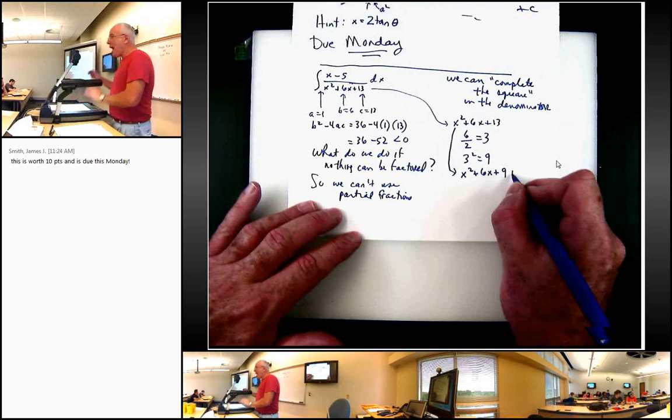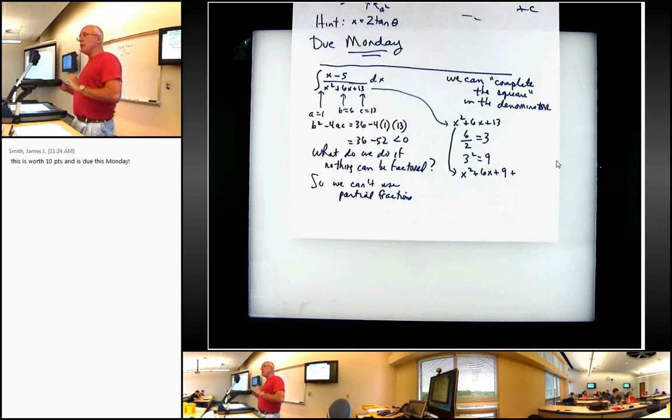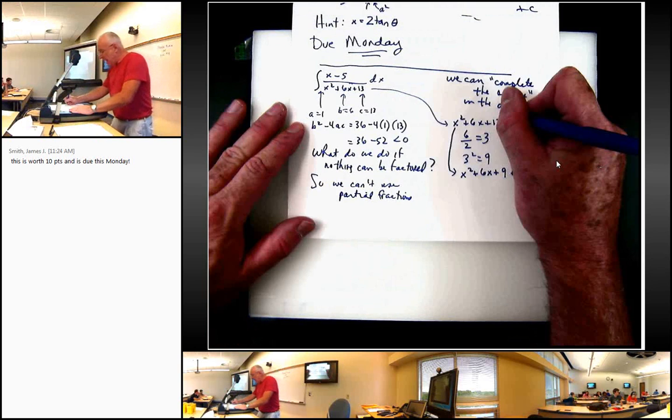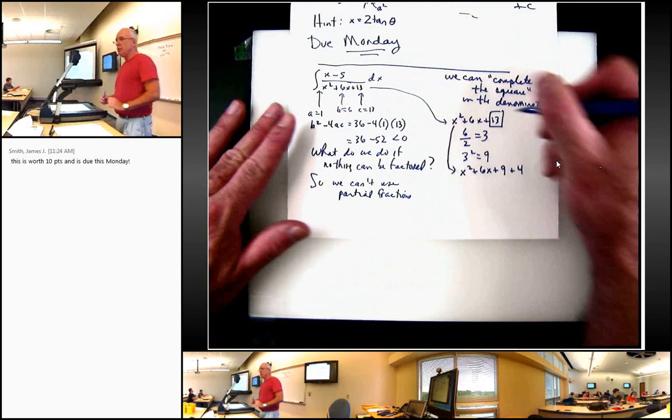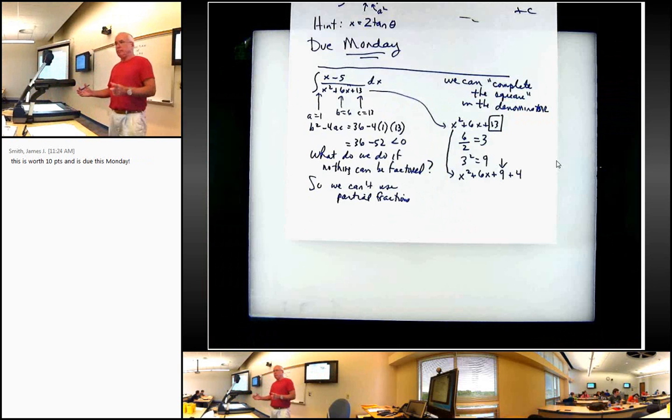But I can't change my denominator. So what's the extra number that I have to then put onto this denominator? No. 13 is what I'm starting with. Plus 4. I have a 13 in my denominator. I've added in a 9 in order to complete the square. That means I still have to add on another 4 to equal my original denominator. All right? I can't change what the original denominator is.